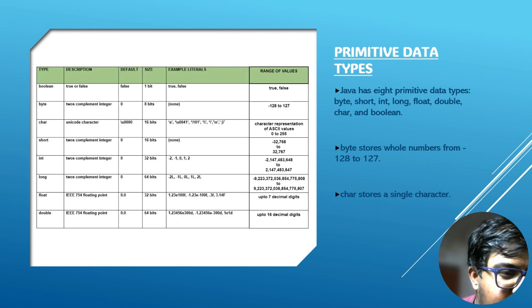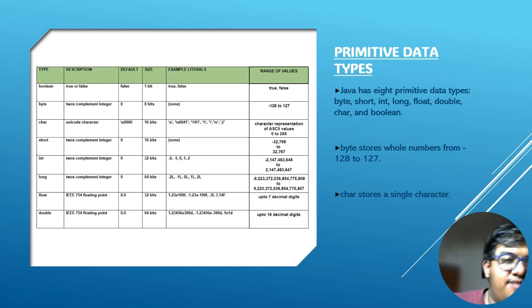You can see the byte, where the description says two's complement integer. The byte provides an 8-bit size where numbers in the range of -128 to 127 can be stored, while char allows you to enter any ASCII value ranging from 0 to 255. For further information, you can also refer to the picture over here for a better understanding.